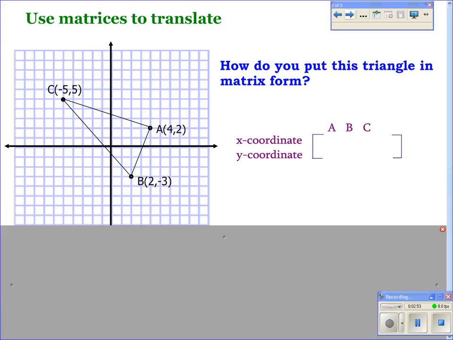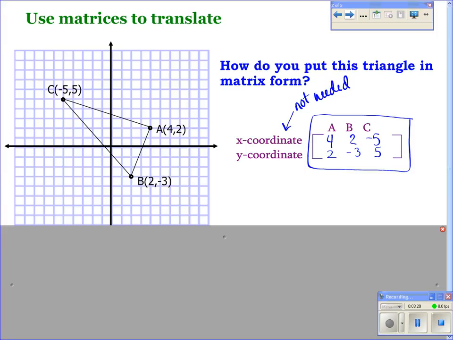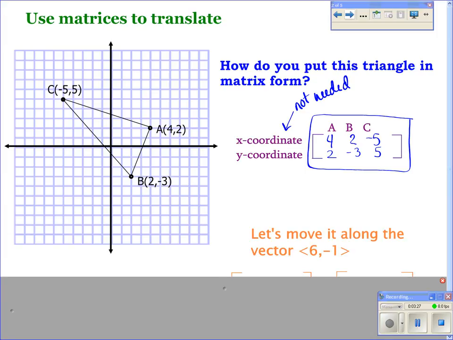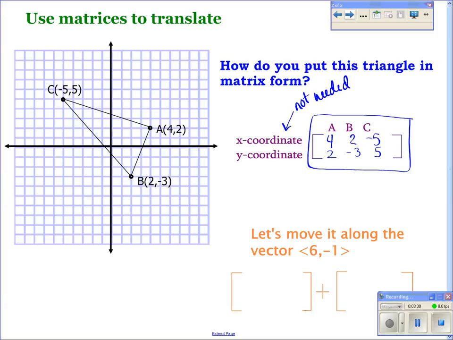So underneath A, you're going to put the coordinates, which would be 4, 2. B is 2, negative 3. And C is negative 5, 5. So when you do these problems, you don't necessarily need to write this, but you do need the letters with the numbers underneath. You do need to label them across the top. So anytime you put something in matrix form, you do need to label it with what coordinates are labeled there. All right, so this is what your problem would look like.